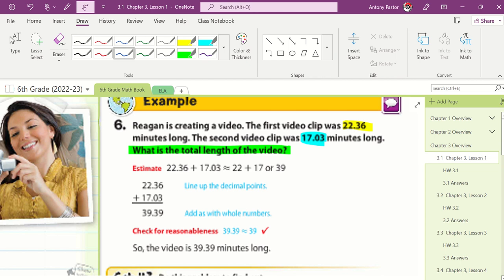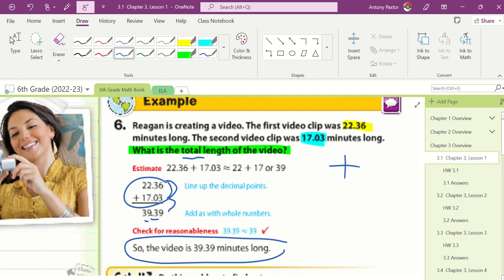The key word here is total, which means we're going to be adding them together. We will add 22.36 and 17.03 as shown here. 6 plus 3 will become 9. 3 plus 0 will become 3. 2 plus 7 will become 9, and then we brought down the decimal beforehand. Sorry, I skipped that one. And 2 plus 1 will be 3. Therefore, his video will be 39.39 minutes long.